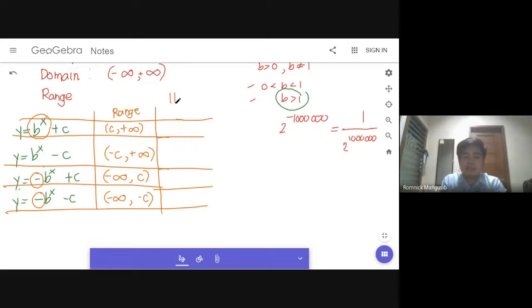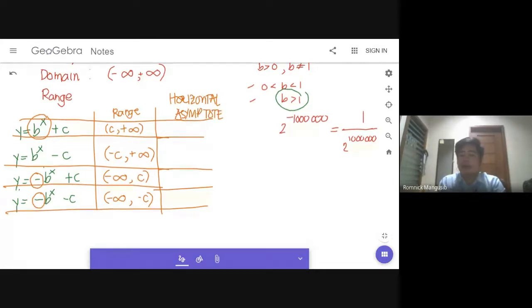The horizontal asymptote now, okay, isa siyang line. It is a horizontal line that serves as the boundary of the graph.